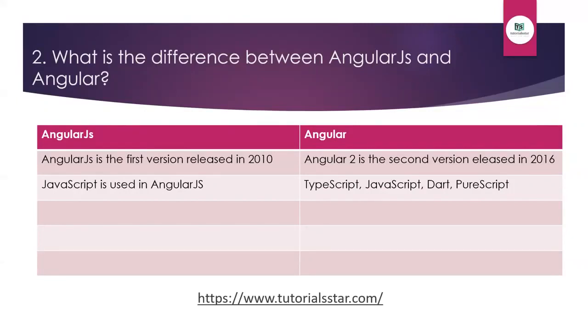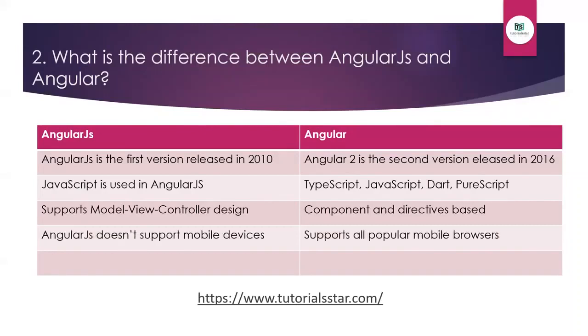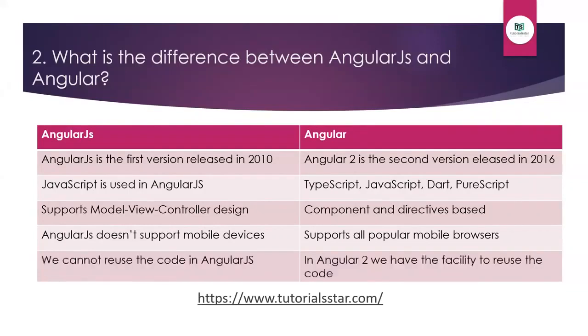Next feature is the architecture. AngularJS supports the model view controller design, and Angular is a component-based and directive-based architecture. Next feature is mobile support. AngularJS does not support mobile devices, whereas Angular supports all mobile browsers and devices. Next feature is reusability of code. In AngularJS, we cannot reuse the code which is written, whereas in Angular 2, we have the facility to reuse the code by using services and other features.